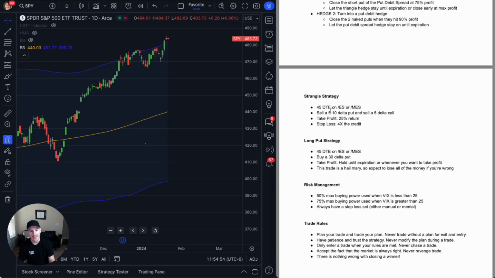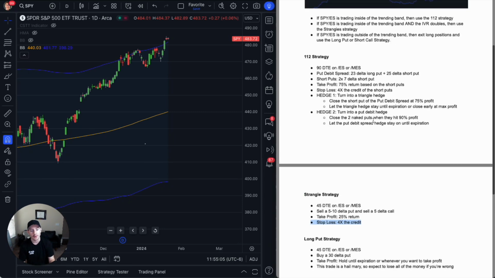It's 45 days out. We're going to be selling a 5 to 10 delta put and a 5 delta call, and then take profit at 25% with a stop loss at 4x the credit. So that is the strangle strategy.